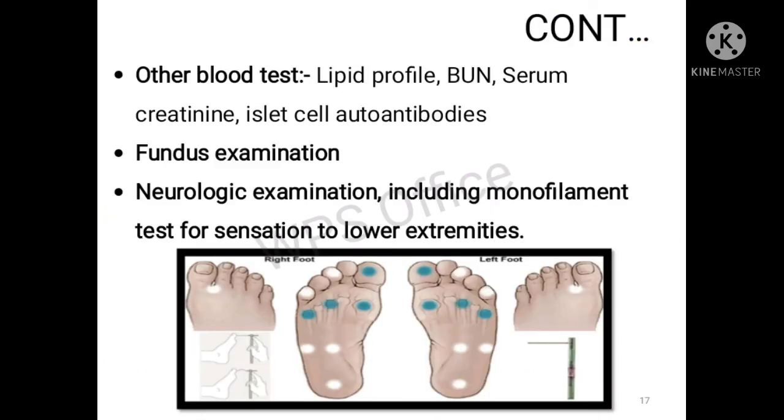Then other blood tests like lipid profile, blood urea nitrogen, serum creatinine, and islet cell autoantibodies might also be done. Then fundus examination and neurological examination, including the monofilament test for sensation of the lower extremities. In the fundus examination, the fundus of the eye will be examined with the help of ophthalmoscopy. We will see whether there are any changes in the retina, whether there is any hemorrhage or microaneurysms in the eye.